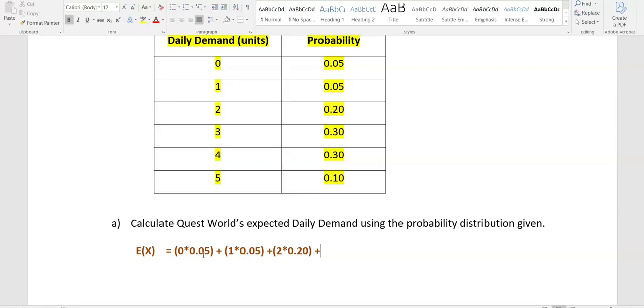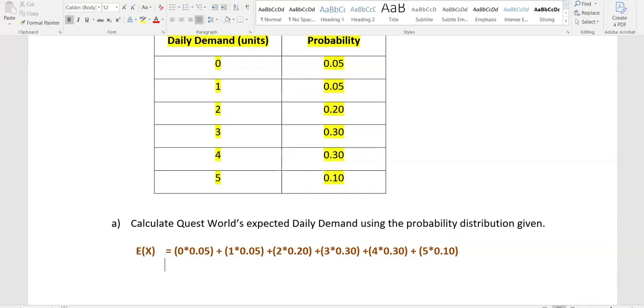Good. Plus 3 multiplied by the probability of 0.30, plus 4 multiplied by the probability of 0.30, plus 5 multiplied by the probability of 0.10. Tell me if you get it.